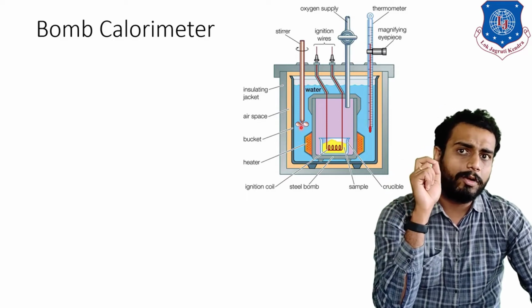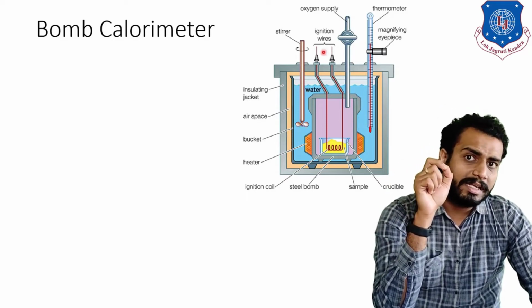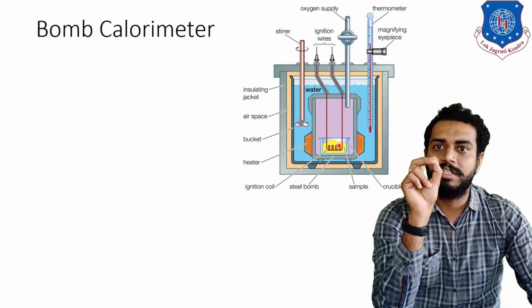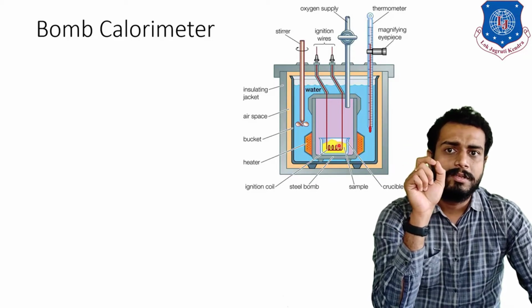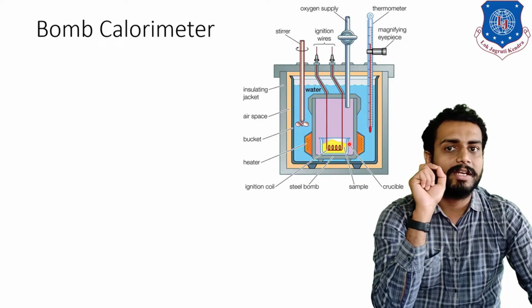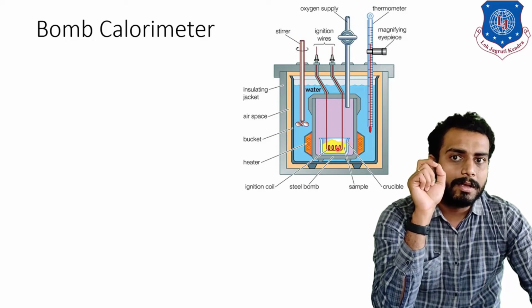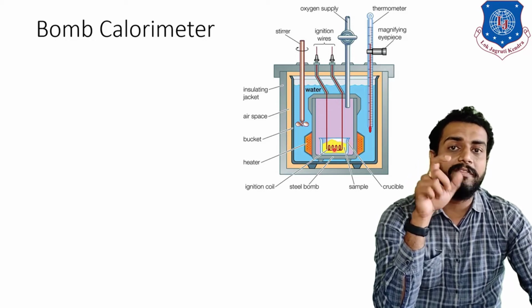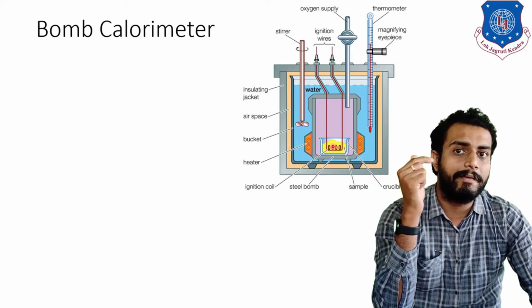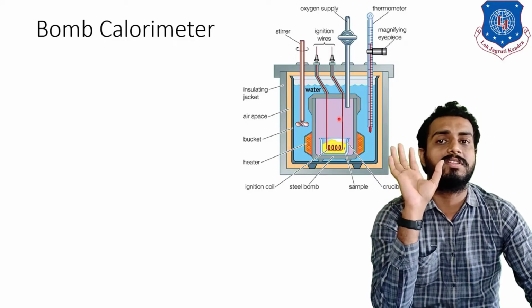Now what will happen? Through this ignition wire you will supply the current for, let us say, 2-3 seconds. If you supply the current, then according to I squared R t, heat will be generated, and due to that the sample which is in contact with the ignition coil will start burning, or combustion will start, because you have already provided enough oxygen.